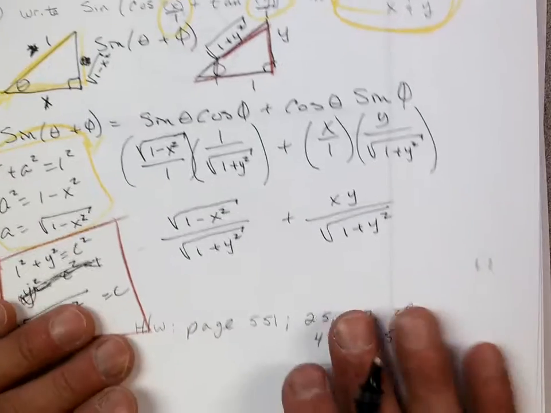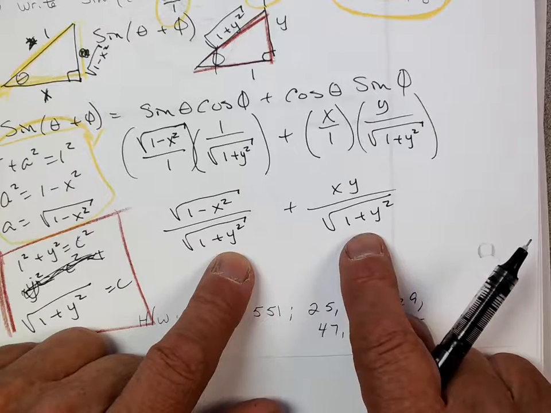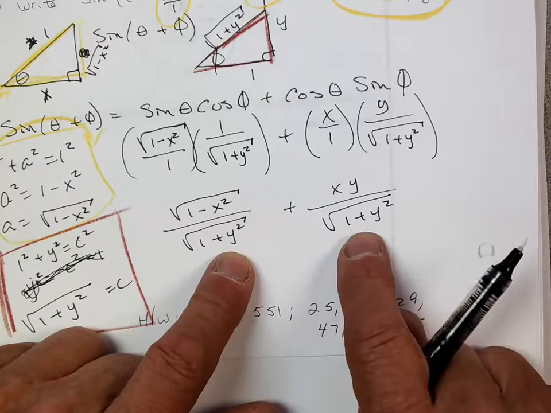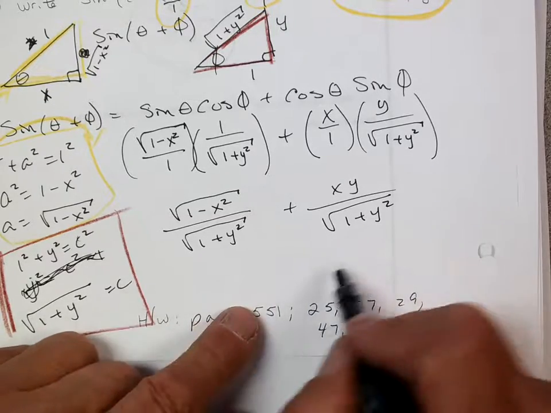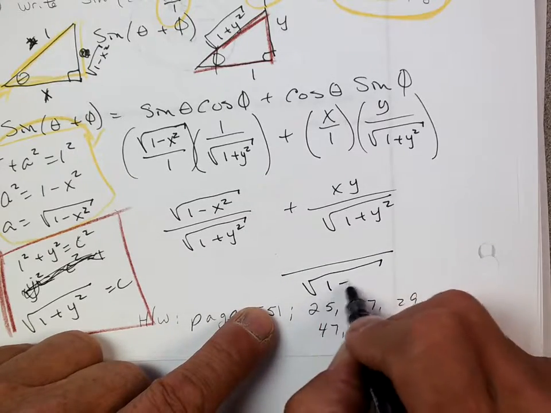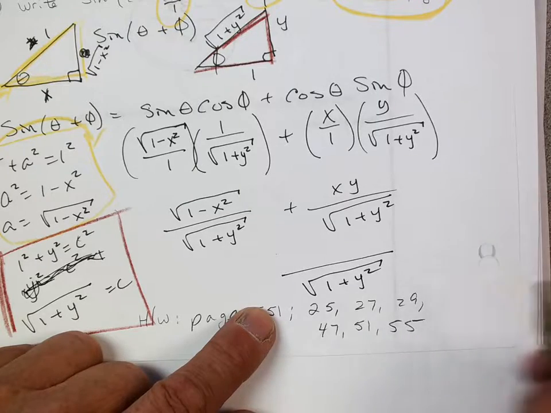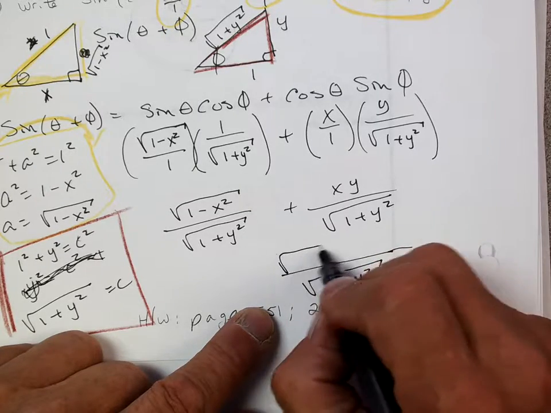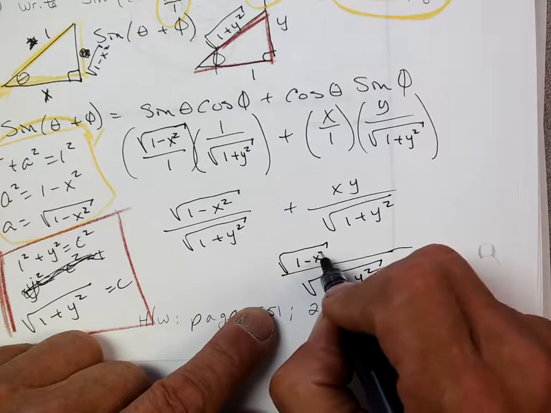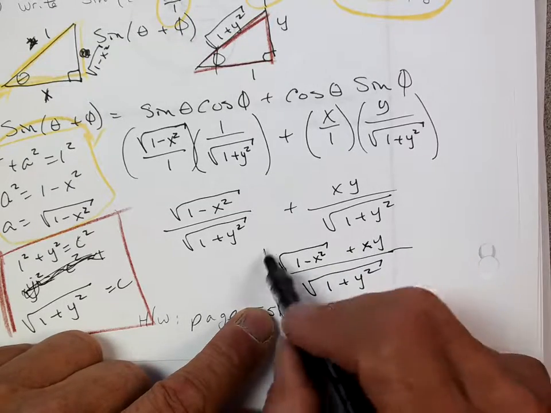I can do one more thing only because I noticed that they have a common denominator. Are you okay with that? I mean, I suppose if you didn't do it, it wouldn't be the worst thing. But I do see right off the bat that, wait a minute, they have a common denominator. So let's rewrite it with the common denominator, right? And then in the numerator, let's have the square root of 1 minus x squared plus xy. Okay? And that would probably be as far as I'm going to go.